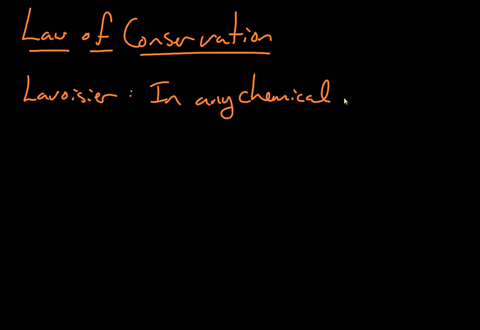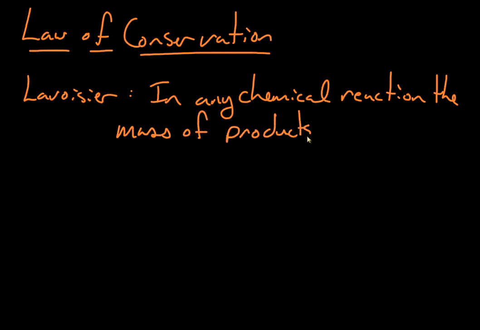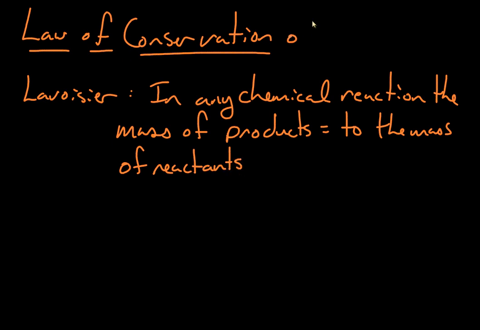In any chemical reaction, the mass of products, so that's what's produced, is exactly equal to the mass of reactants. Law of conservation of mass. So in any chemical reaction, the mass of products is exactly equal to the mass of reactants.